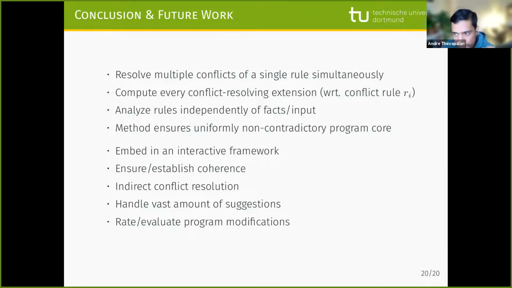And the other thing is, in our running example, we already had 8 suggestions for 2 simple conflicts. So we have to find a way to handle a vast amount of suggestions. And one way we want to look at is how can we rank different solution options so that we can prefer one over another, maybe with some input from the knowledge expert too.